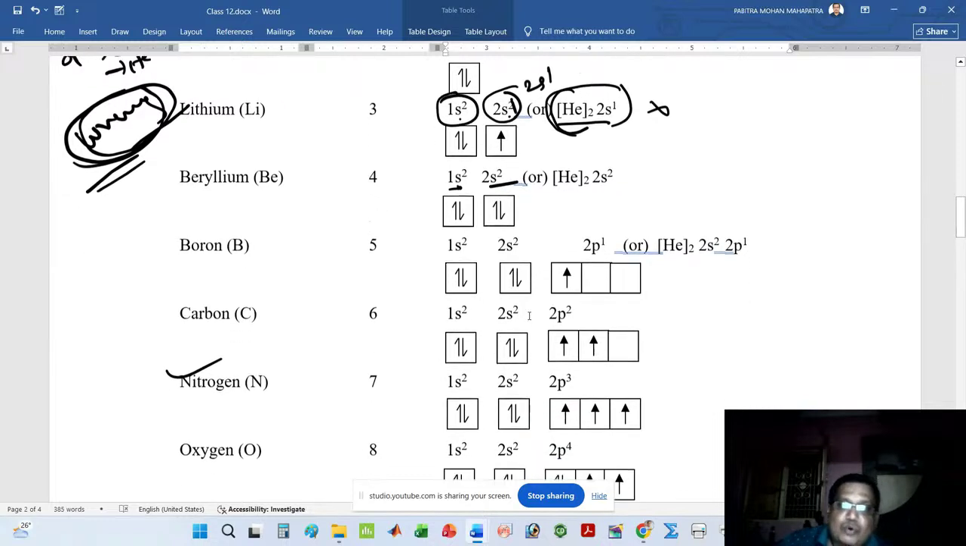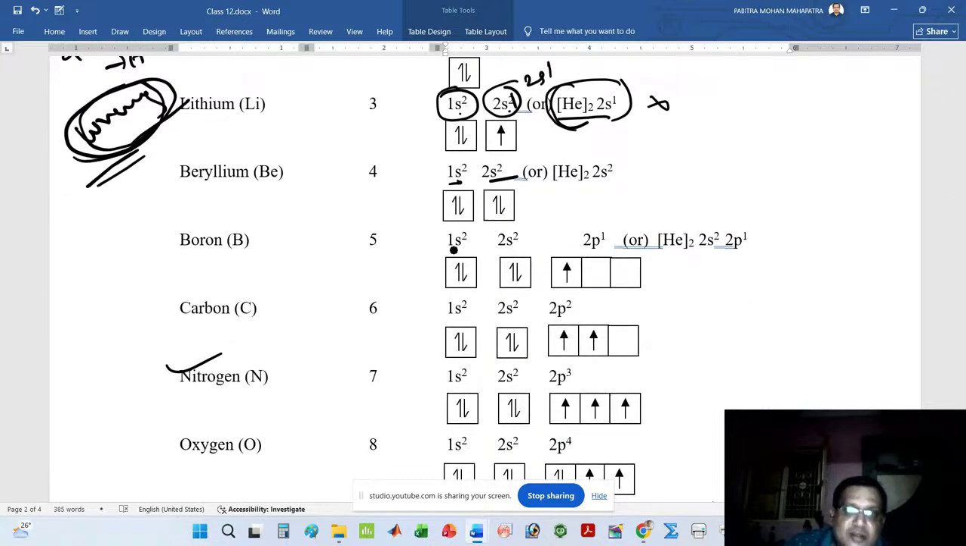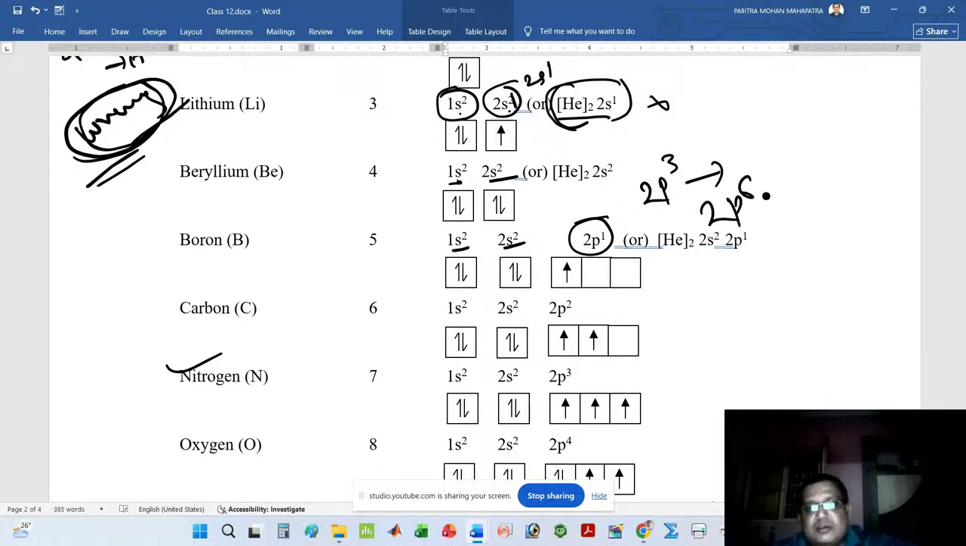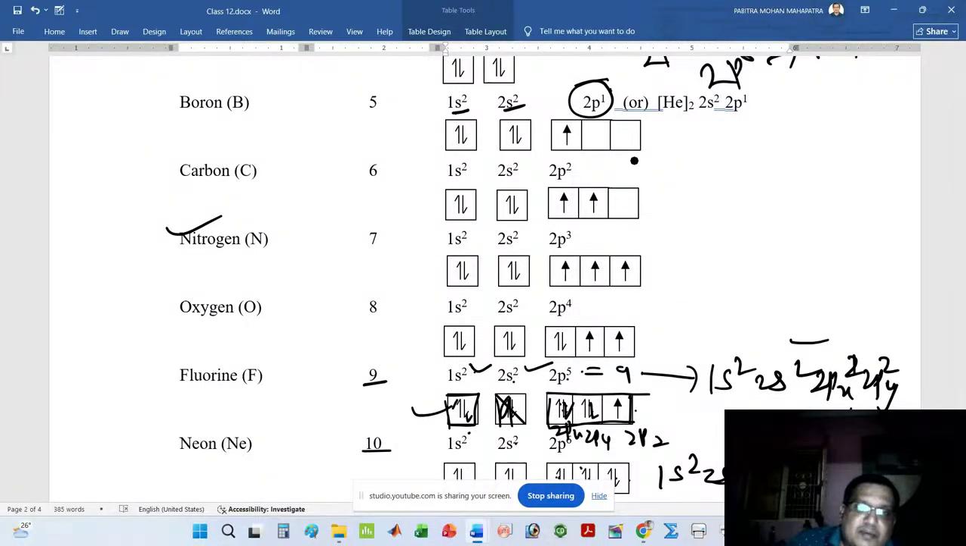Next, boron. Boron has 1s fulfilled, 2s fulfilled, but this is not fulfilled or half filled. Because the p orbital is present, if the p orbital has 3 electrons, that is half filled. If the p orbital has 6 electrons, that is fulfilled. So this is not half filled. Are you getting my point? Next, carbon. Carbon is not half filled, not fulfilled.